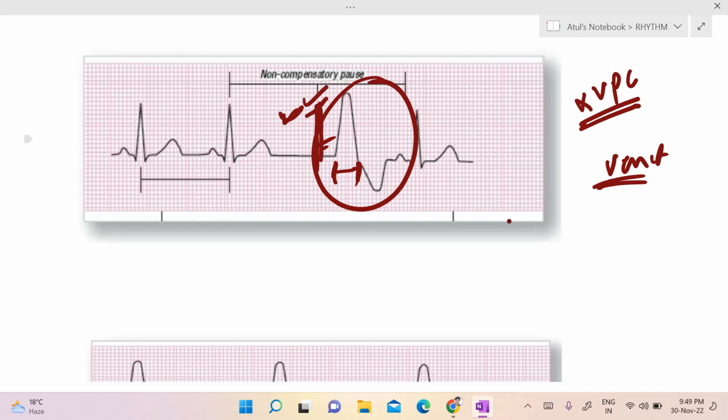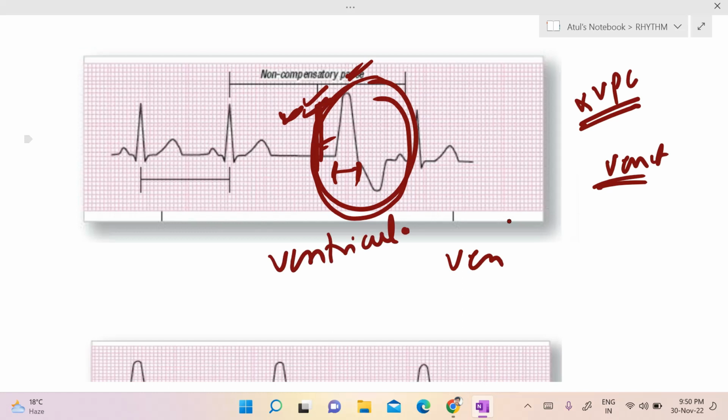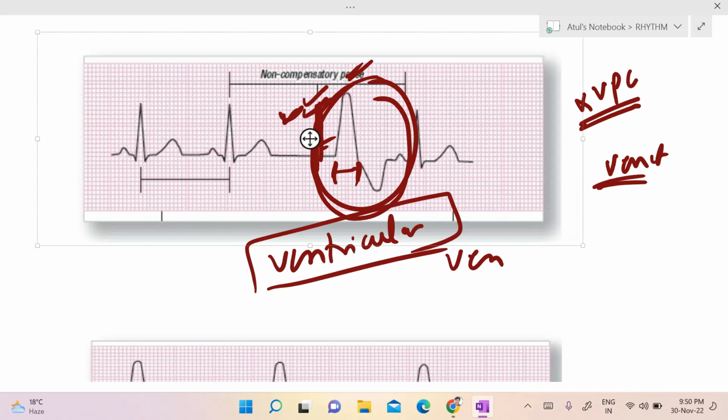The SA node did not fire, the atria did not fire, and no junctional pacemaker is firing. So ultimately, a ventricular focus takes over, and it became a ventricular beat. The ventricular focus generated an impulse, and the whole ventricle depolarized and produced a ventricular beat. So this is known as a ventricular escape beat or escape ventricular complex. It follows a non-compensatory pause.